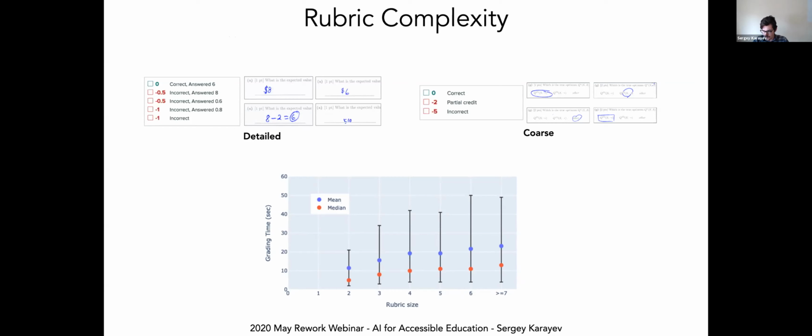And maybe we can use other measures of text similarity in that case because we don't have the rubric to fall back on. And also interestingly, the more items the rubric has, the longer it takes to grade, which is also something that we see in the data. And the difference is quite stark. So if you have a rubric that's just correct, incorrect of size 2, on average, it takes 11 seconds to grade an answer. But if you have a rubric with many items, on average, it takes like 23 or 24 seconds to grade an answer, so more than twice as long.